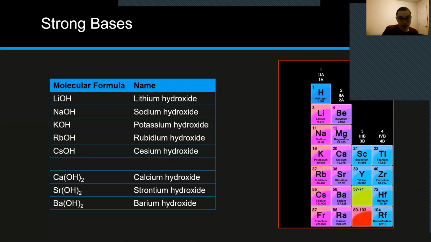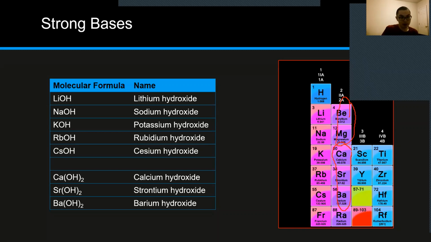And then if we look at the bottom 3, let me circle these. We have calcium hydroxide, strontium hydroxide, and barium hydroxide. These are alkaline earth metals. So these 3 are strong bases, whereas beryllium and magnesium are weak bases, right?